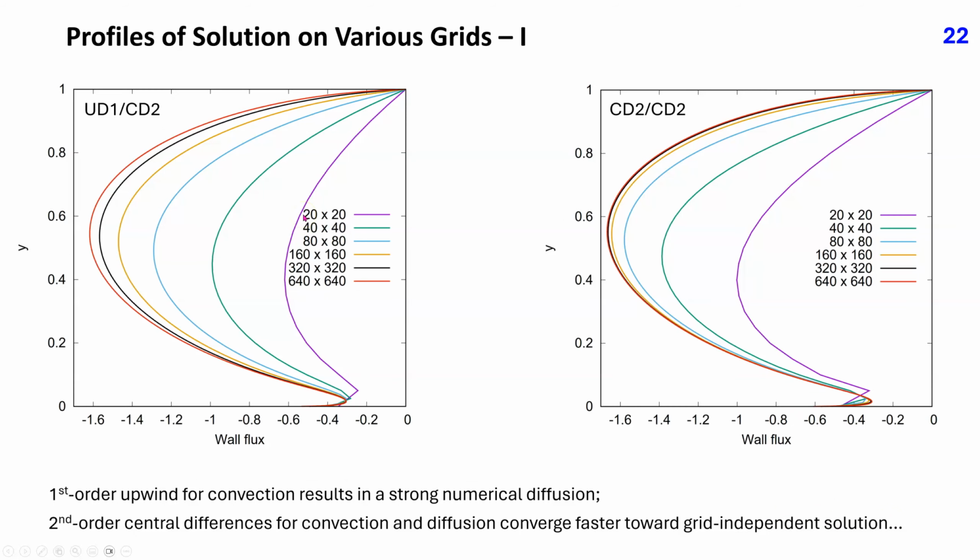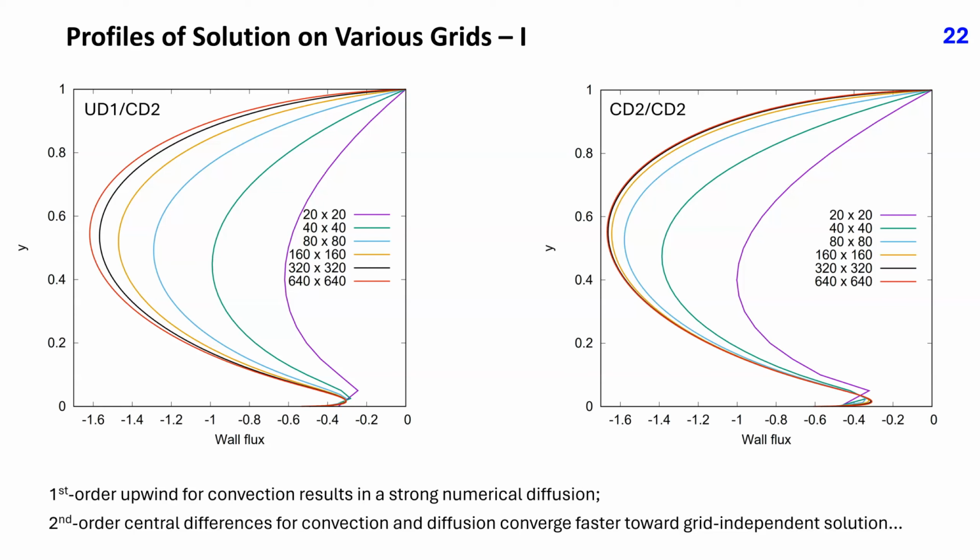The plot on the left shows the computed variation of diffusion flux, that is the product of diffusion coefficient and the first derivative of phi in x direction, when the first order backward scheme is used for convection and the second order central difference scheme for diffusion. The plot on the right shows the same information when the second order central differences are used for both convection and diffusion term approximations. Computations are performed on 6 uniform grids, the grid spacing being halved with each refinement.